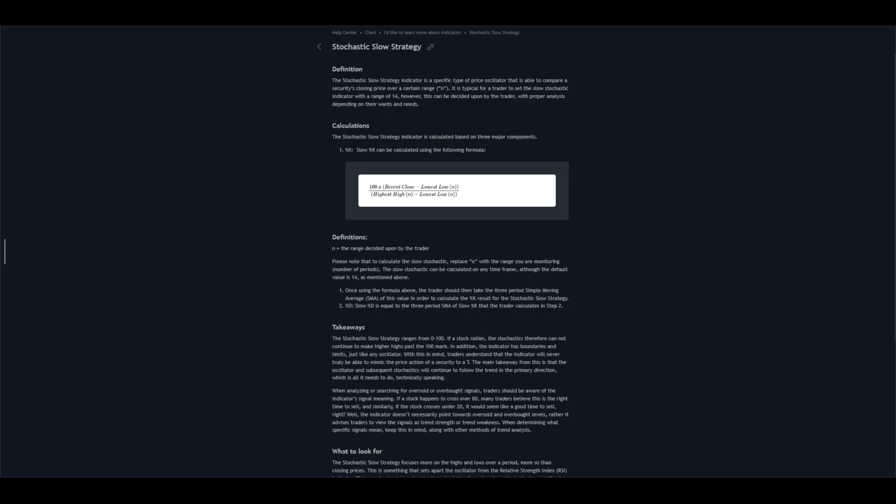The Stochastic Slow Strategy ranges from 0 to 100. If a stock rallies, the stochastics therefore cannot continue to make higher highs past the 100 mark. In addition, the indicator has boundaries and limits, just like any oscillator. With this in mind, traders understand that the indicator will never truly be able to mimic the price action of a security. The main takeaway from this is that the oscillator and subsequent stochastics will continue to follow the trend in the primary direction, which is all it needs to do, technically speaking.